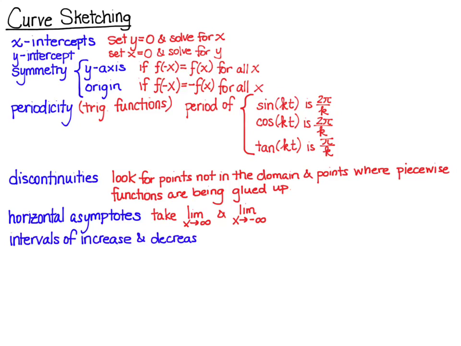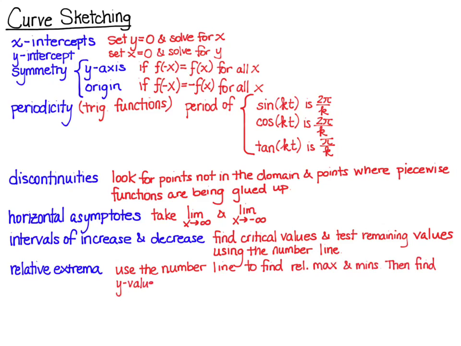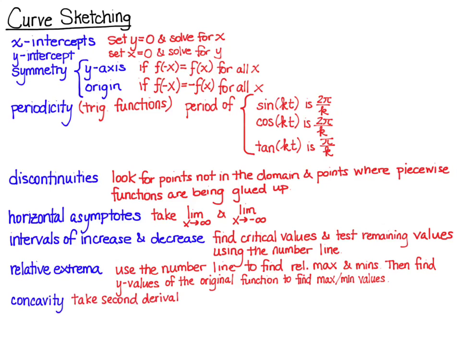We can find intervals of increase and decrease by evaluating the first derivative at each of the critical values and then testing the remaining values to see when the function is increasing or decreasing. We can then use the first derivative test to find the relative extrema. We then want to find the y values of each of these relative extrema so that we know how to plot these points.